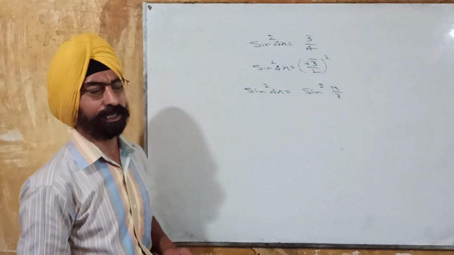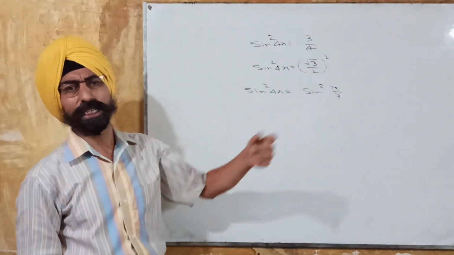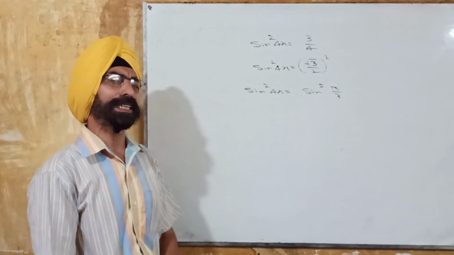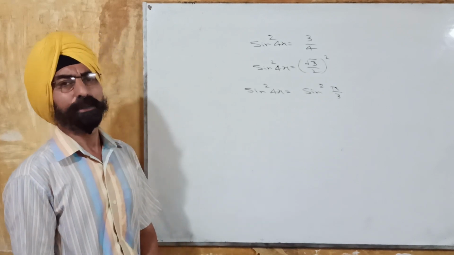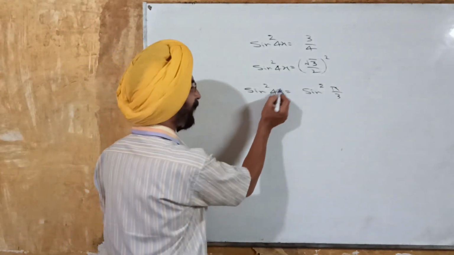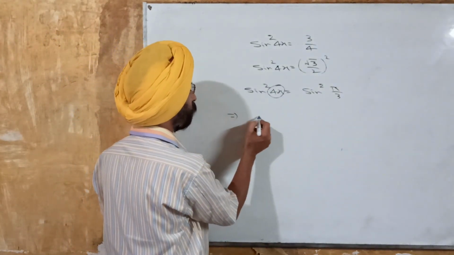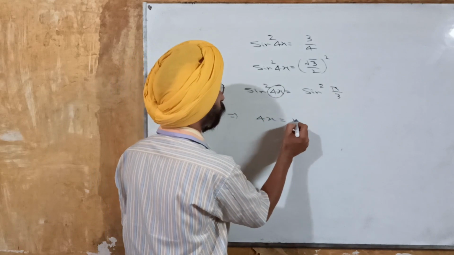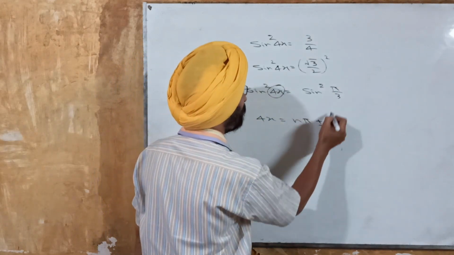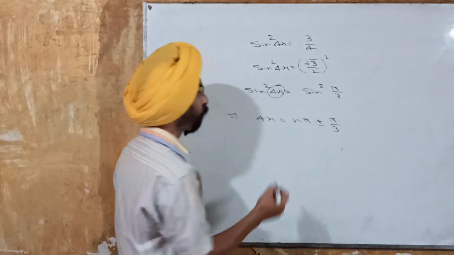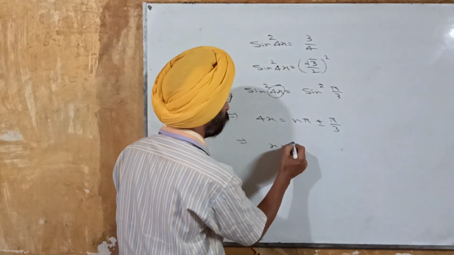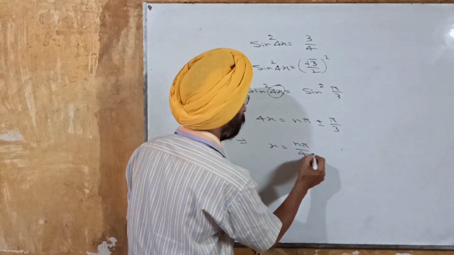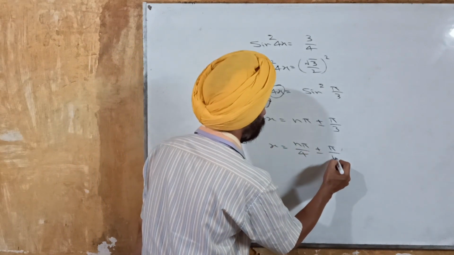And now your equation is of the type sine square x is equal to sine square theta. And for sine square x is equal to sine square theta, you know that the solution is n pi plus minus theta. So x here is 4x. So you will get 4x is equal to n pi plus minus theta, where theta is pi by 3. And dividing both sides by 4, you will get the general solution as x is equal to n pi by 4 plus minus pi by 12.